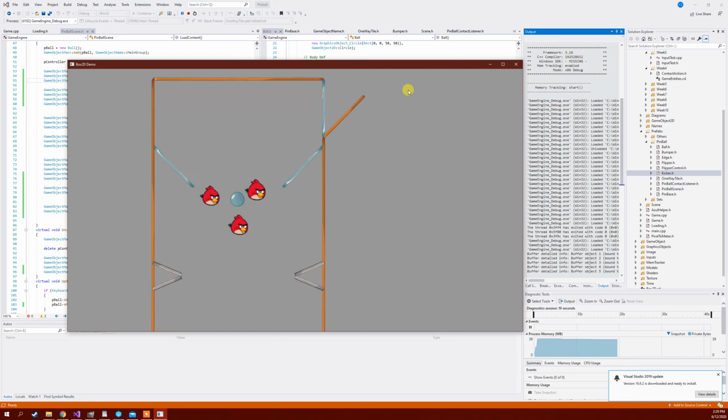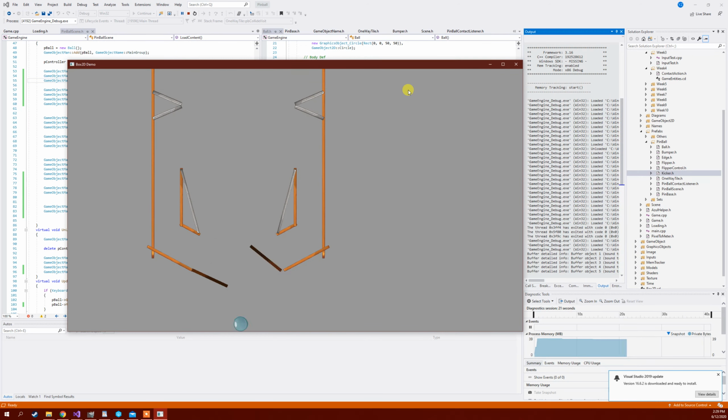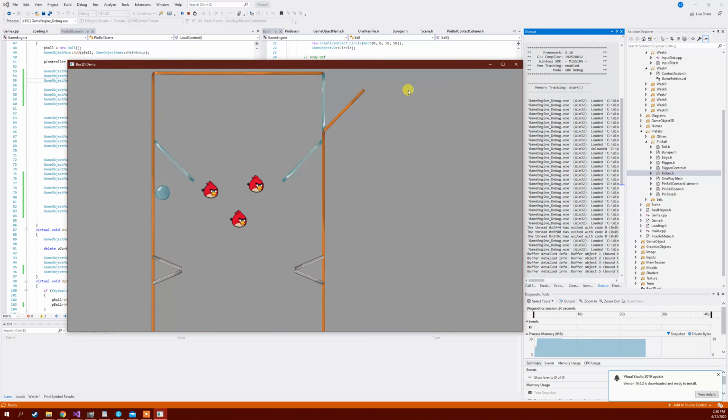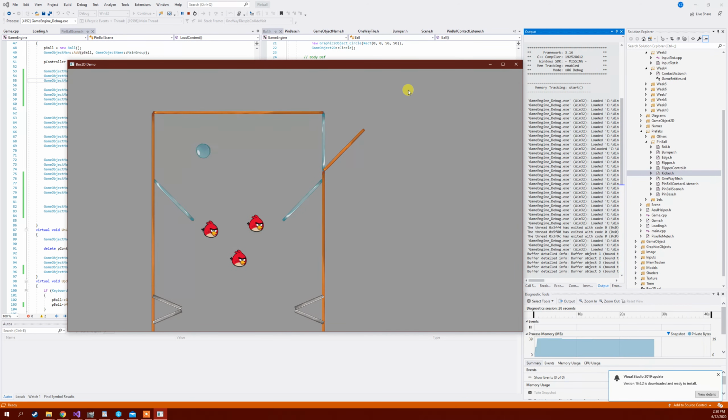You can see the ball just pass through a glass wall, and this glass wall is actually a one-way wall, so it only allows the ball to get through from one side, but not the other.